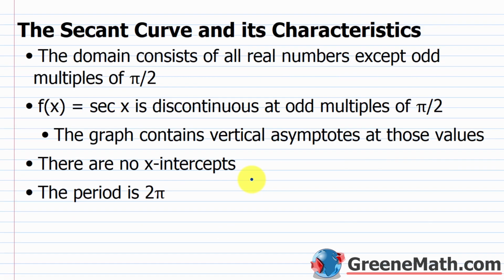All right, let's just go through the characteristics of the secant curve. So the domain consists of all real numbers except odd multiples of pi over 2. Again, this is because at odd multiples of pi over 2, you're going to get a cosine value of 0, and division by 0 is undefined. So f of x equals the secant of x is discontinuous at odd multiples of pi over 2. The graph contains vertical asymptotes at those values. There are no x-intercepts. You will only see those if you start shifting the graph up or down. And then the period is going to be 2 pi.